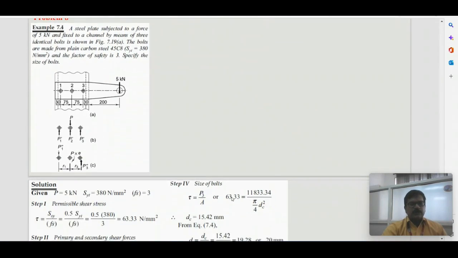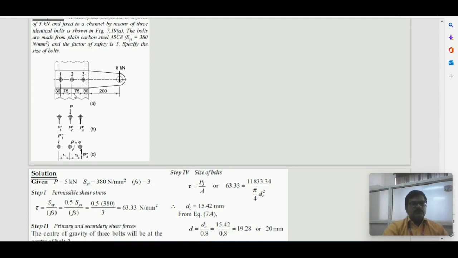Let us take an example. A steel plate subjected to a force of 5 kilonewton is fixed to a channel by means of three identical bolts as shown in the figure. The bolts are made of plain carbon steel 45C8. Yield point is 380 Newton per mm square and the factor of safety is 3. Specify the size of the bolts. So we are finding the diameter of the bolts.